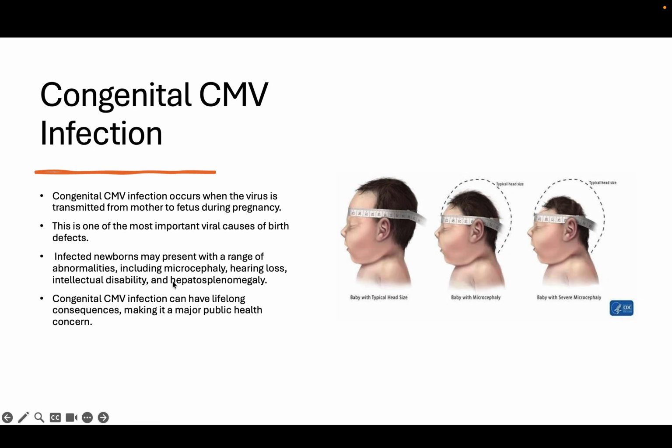It can also cause hearing loss. A lot of the hearing loss in kids can be caused by CMV. You have to remember that if babies are infected with CMV, their immune system is still not good enough to stop it.